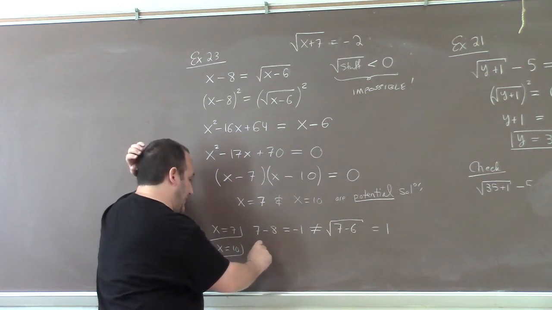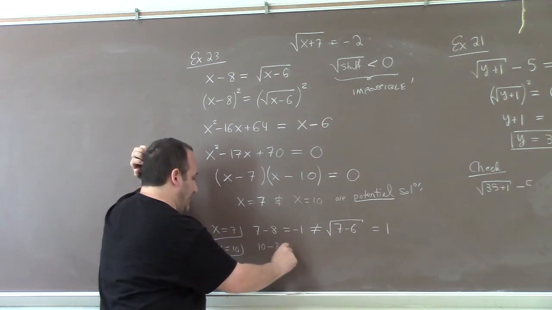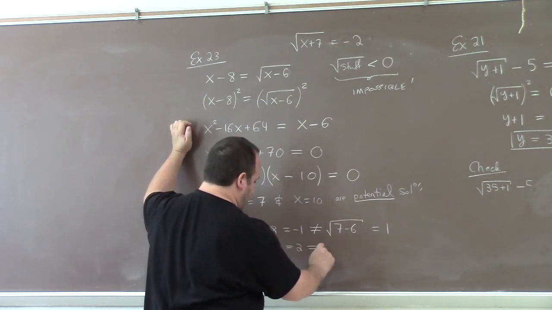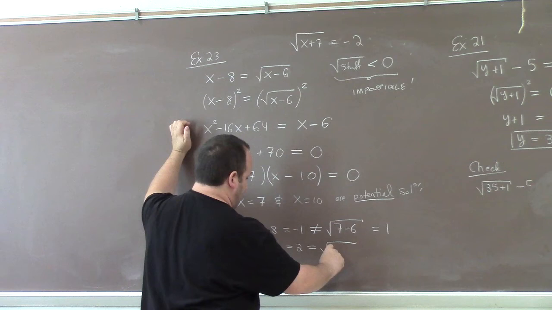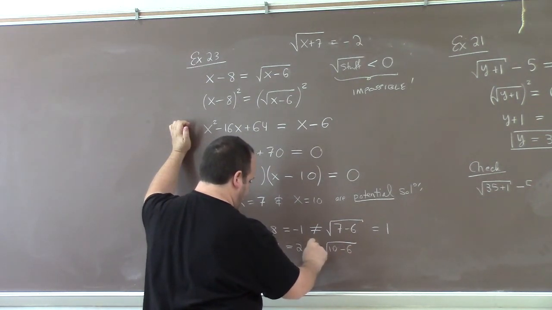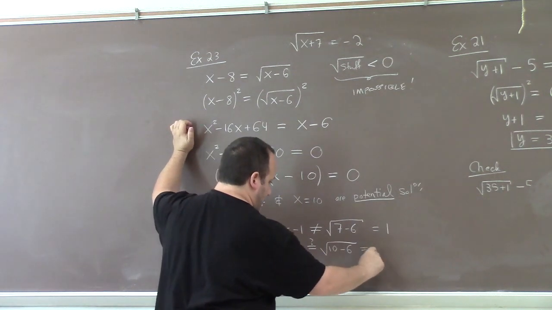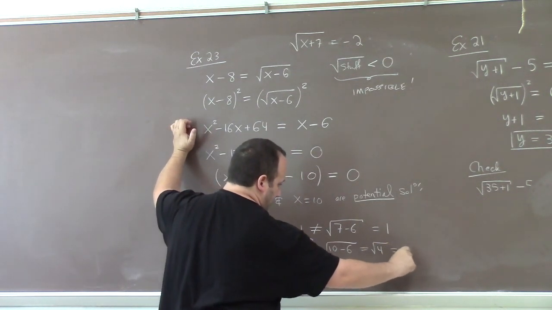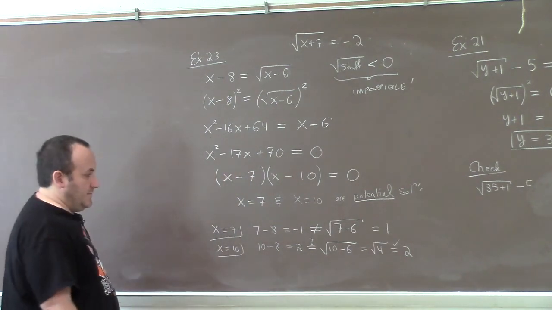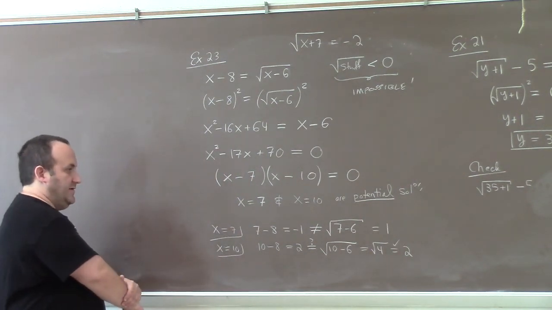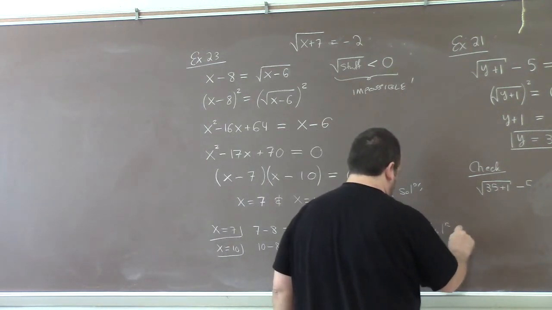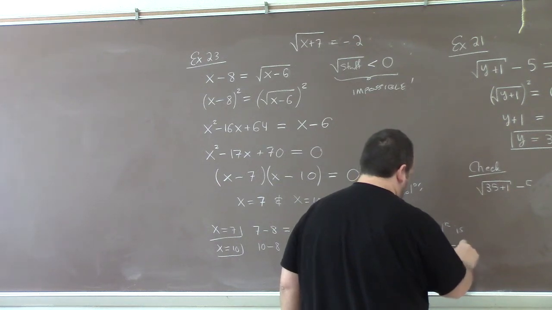So we've got 10 minus 8, which is 2. And does that equal the square root of 10 minus 6? Well, that's the square root of 4, which is equal to 2. Hooray. So our solution is x equal to 10.